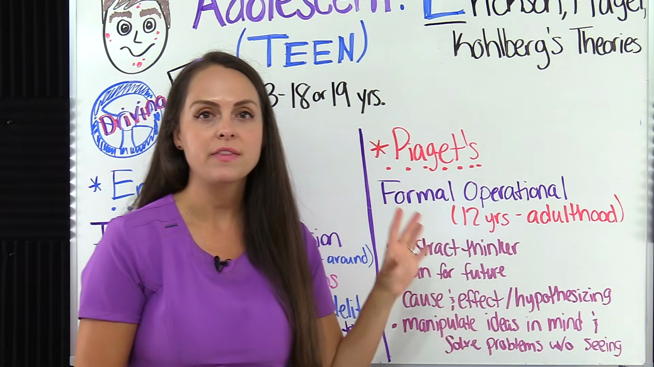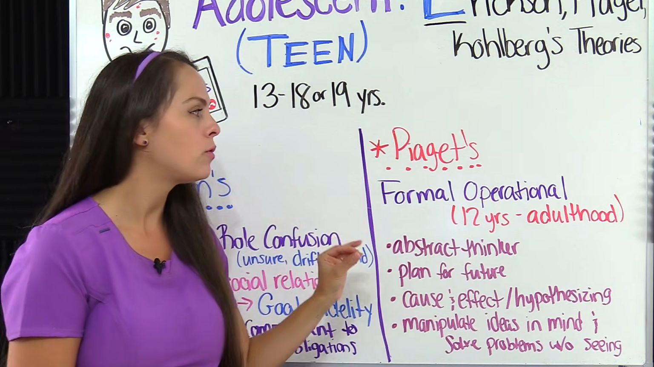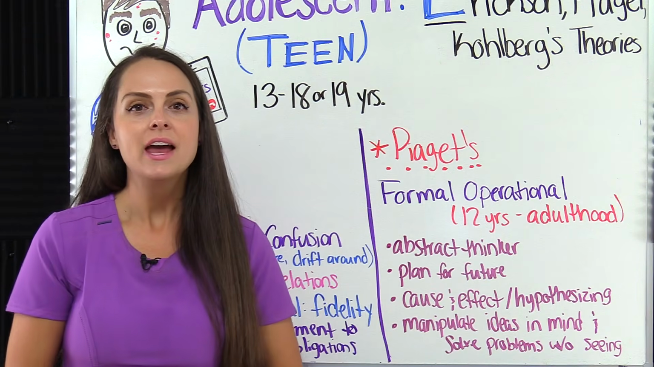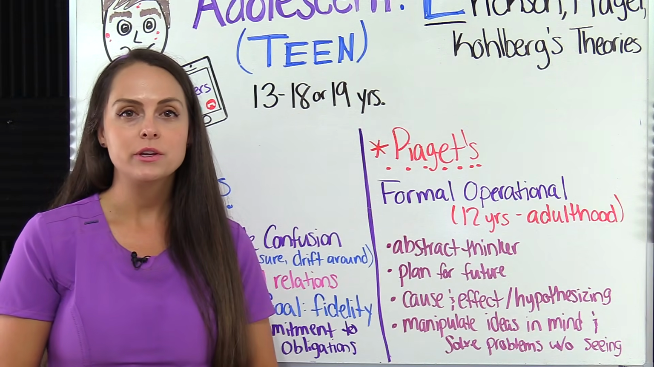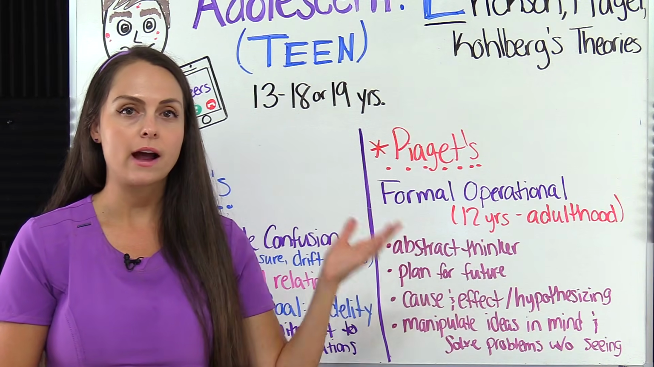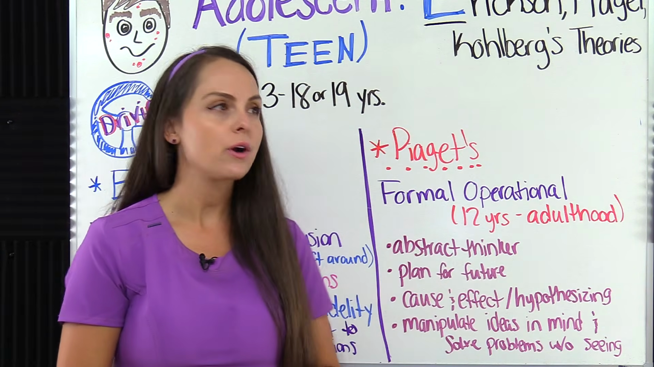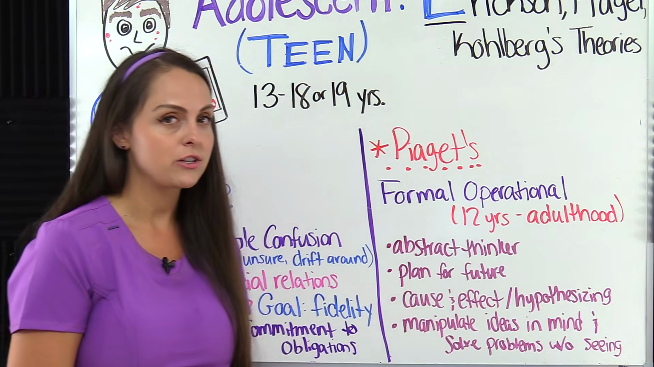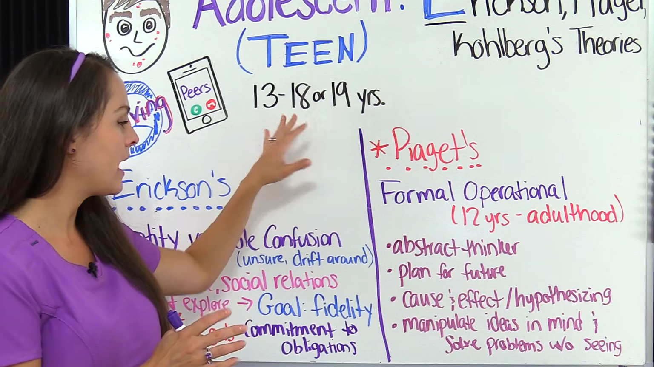So you want to remember that the adolescent is in the formal operational stage, and this is ages 12 years to adulthood. So our adolescent is really mature in their thinking. They went from being concrete thinkers, like how our school-age children were, to more abstract thinkers. They can plan for their future, especially later on through this age range.